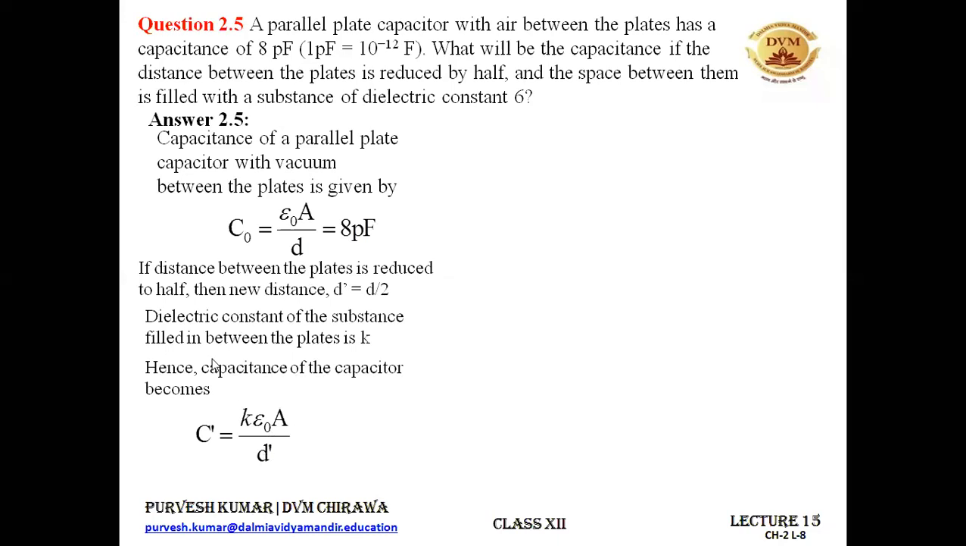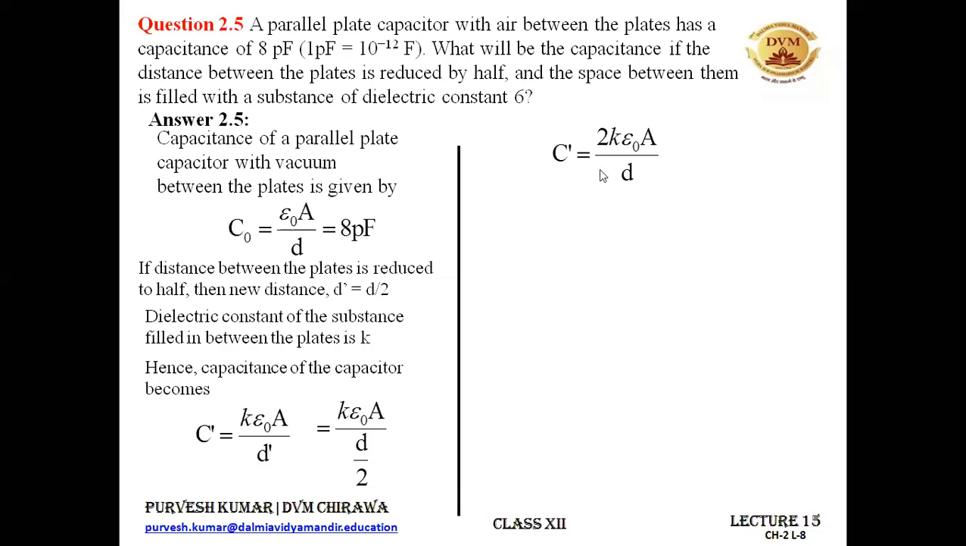Because when we insert a dielectric slab of dielectric constant K, the capacitance gets multiplied by K. And also now we have a new distance, that is D dash. So that's why we have put a new distance over here. In place of this D dash, I can write D by 2. So new capacitance C dash becomes K epsilon naught A divided by D by 2. This 2 will go into the numerator. The value of C dash becomes 2K epsilon naught A by D.